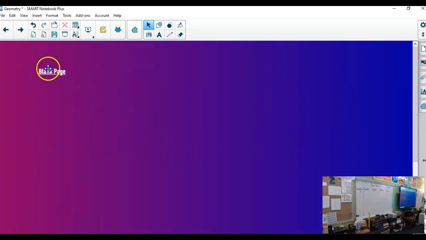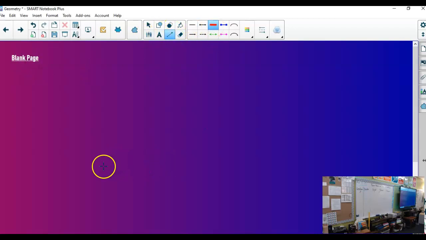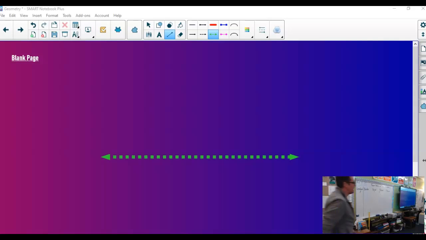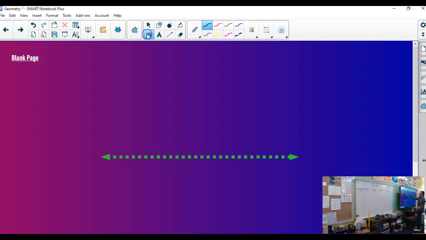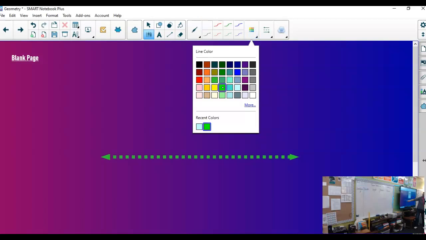So, alright. Blank page. I really think I need to go back and make that say blank space, because it would just be funny. Let's start with 12. Let's just say that's our given. I guess I'll make it green. Alright, so let's do this too. Stick with me for a moment, because even if you got this slide right, you could have gotten that right by accident.